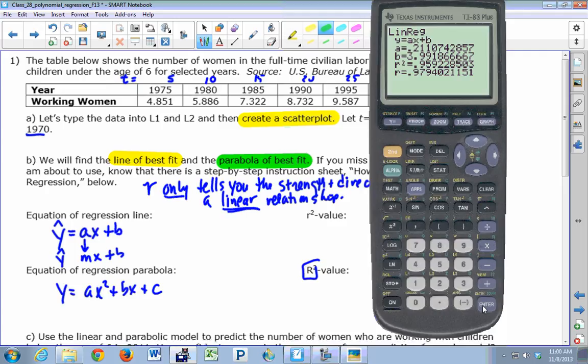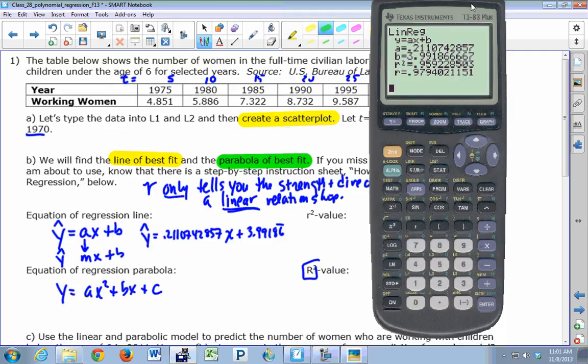So it says write the equation of my regression line. Here's my equation. Y hat equals 0.211074287 x to the first power because I'm linear. And then what's my y-intercept? 3.99186 repeated.